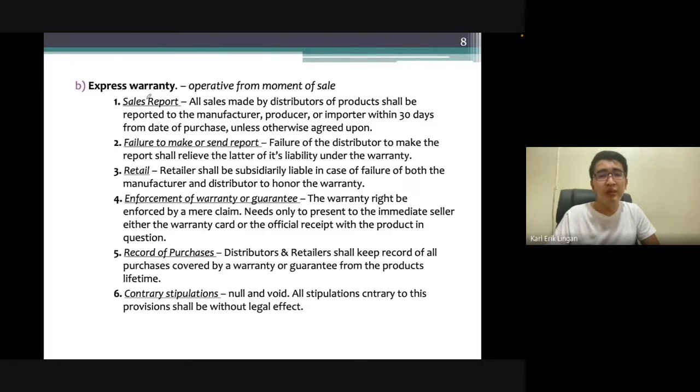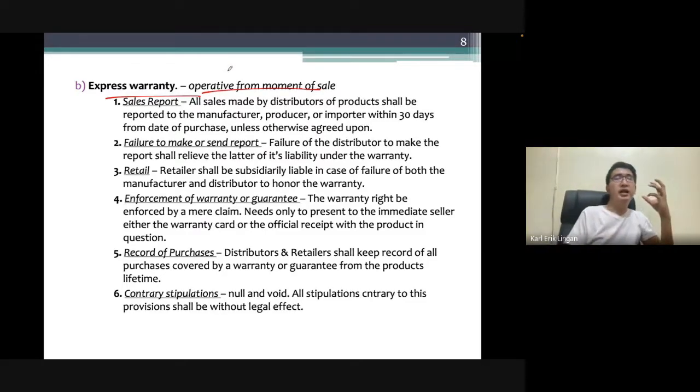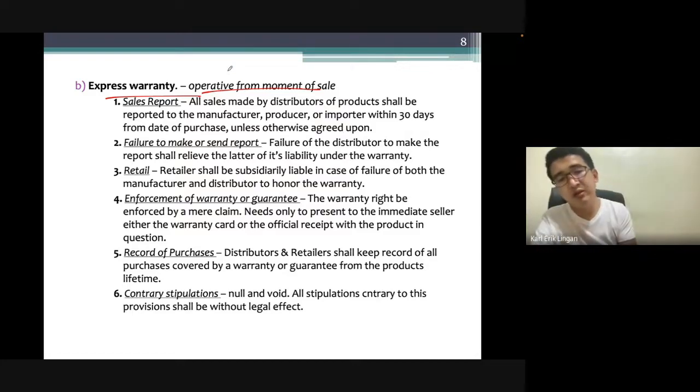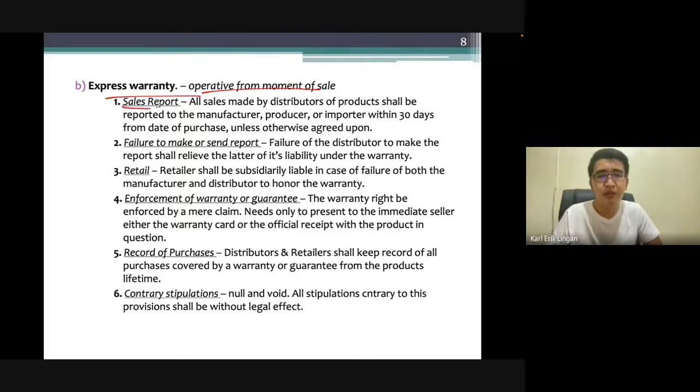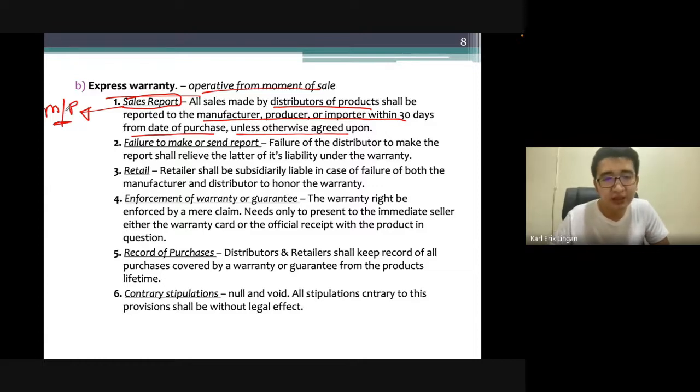Express warranty becomes operative from the moment of sale. Okay, from the moment of sale, the seller may now be liable if later on merong violations doon sa warranty niya. Okay? And how can we trace that? There must be a sales report. Sales report of what? Sales report made by distributors of products shall be reported to the manufacturer, producer, or importer within 30 days from the date of purchase unless otherwise agreed upon. Okay? This is in order for the manufacturer or for the producer to know what part of their products is faulty. Di ba? Para aware sila. And para ma-verify na talagang the buyer can claim for warranty or can avail of warranty.